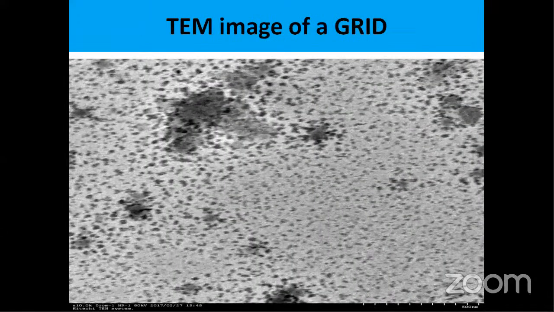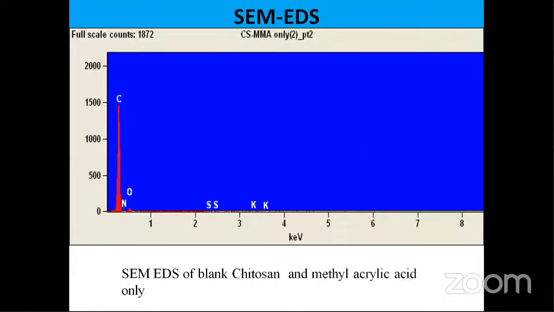This is the whole big grid. At 500 nanometers, you can see how many nanoparticles we have. There was quite a good load of nanoparticles in the solution. This is SEM EDS of chitosan and blank nano. Basically, what does SEM EDS give you? It gives you the amount of atoms or nutrients which are present in the solution.